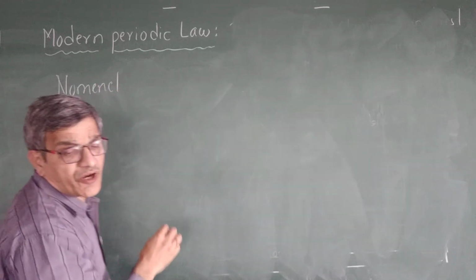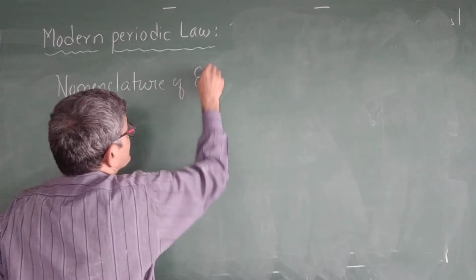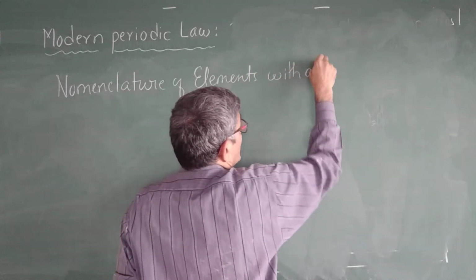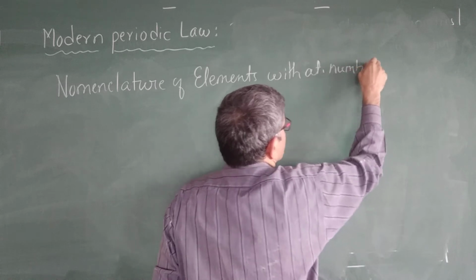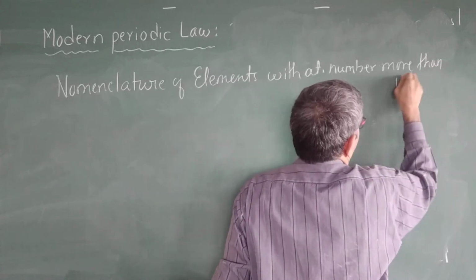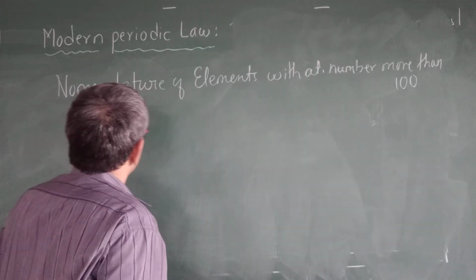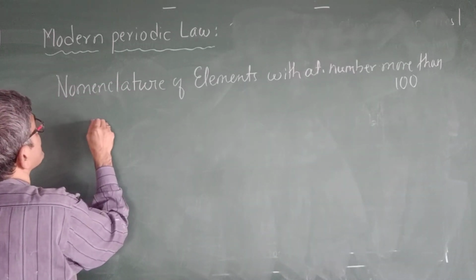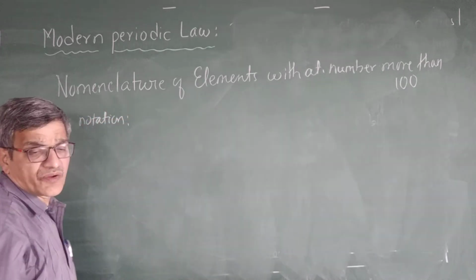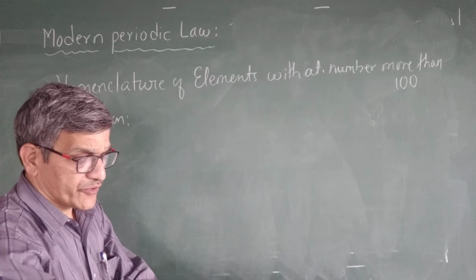Nomenclature of elements with atomic number more than 100. Atomic number more than 100 is there. Okay. So what are the things here we have to consider? Notation: how to write this in terms of symbolic notation.